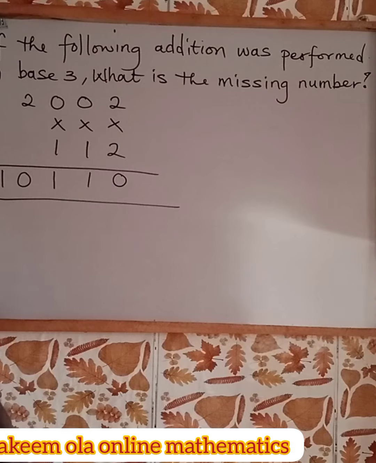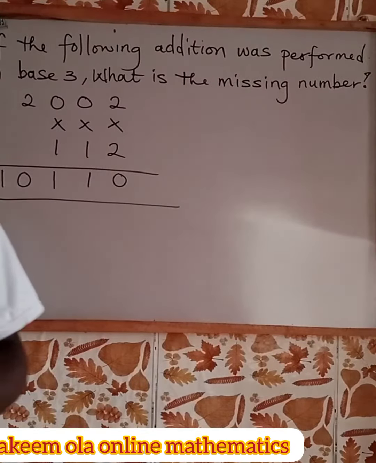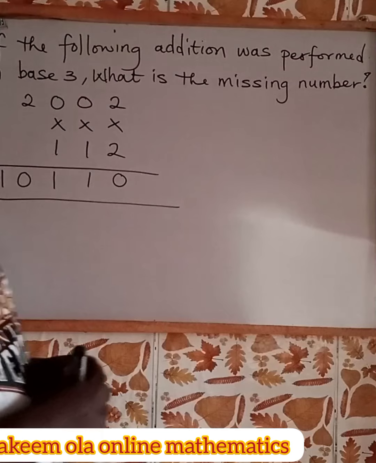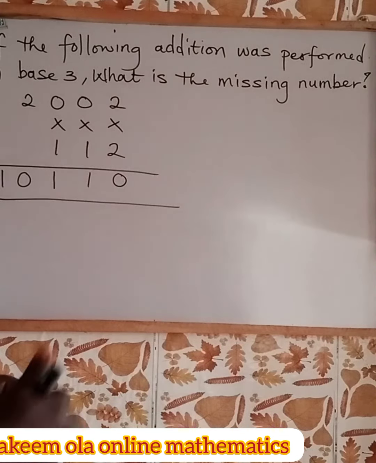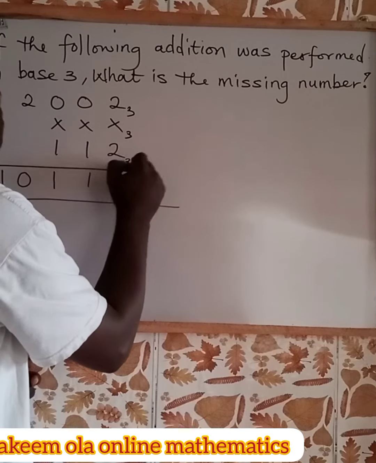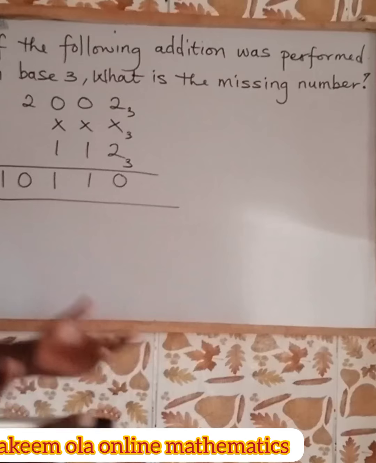We are giving another question still on addition and subtraction of a number base. Look at this question. We are given: if the following addition was performed in base 3, that means this one is in base 3, and base 3. What is the missing number? How are we going to do it?